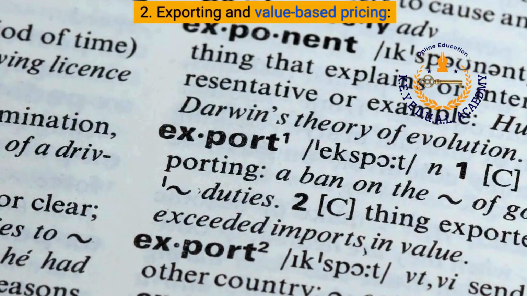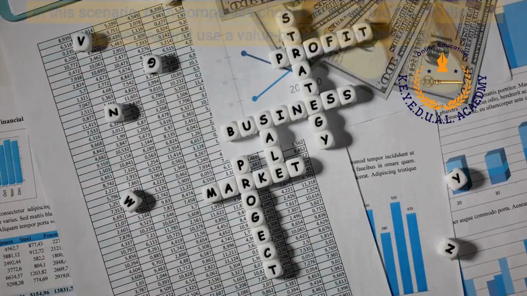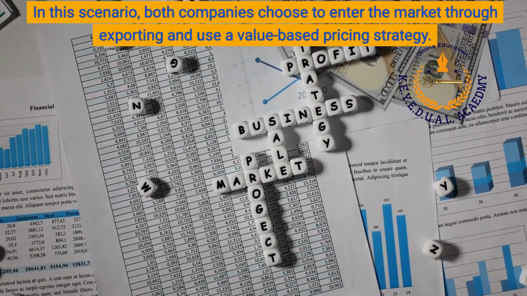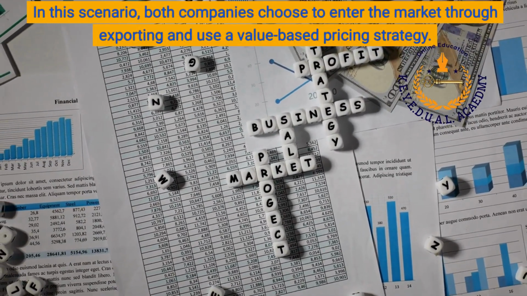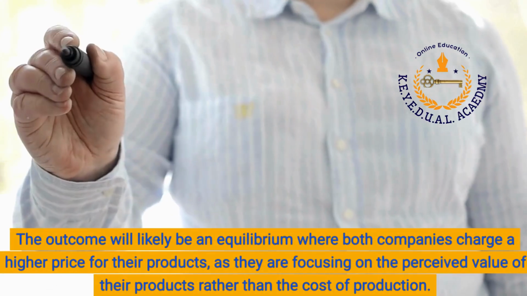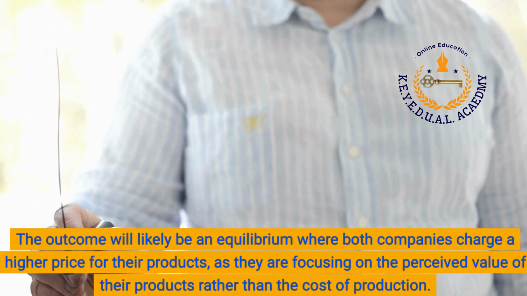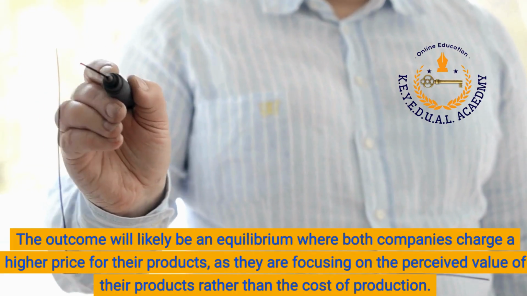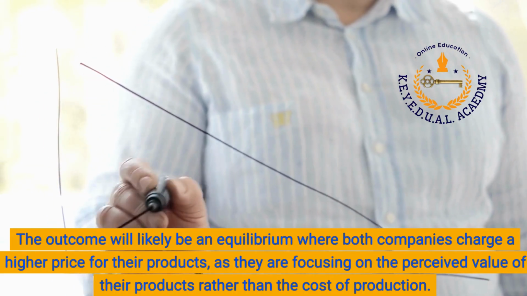2. Exporting and value-based pricing. In this scenario, both companies choose to enter the market through exporting and use a value-based pricing strategy. The outcome will likely be an equilibrium where both companies charge a higher price for their products, as they are focusing on the perceived value of their products rather than the cost of production.